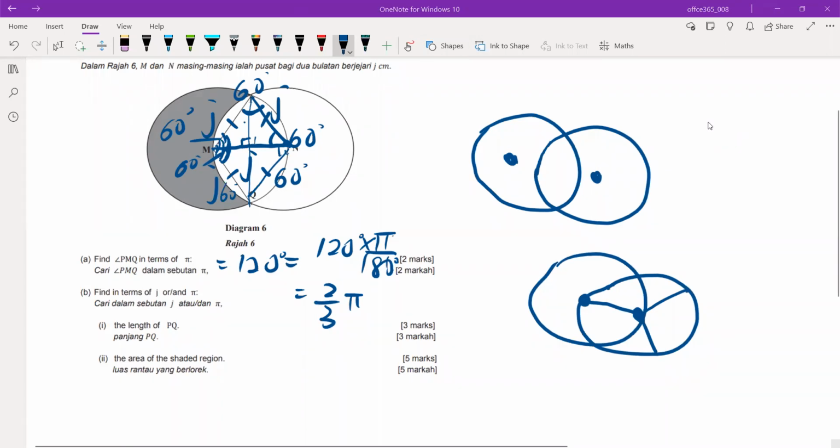Okay, change to radian actually. Then find the length of PQ, then can solve already. So sometimes you have to clear your mental block, right? Can solve already. Okay.